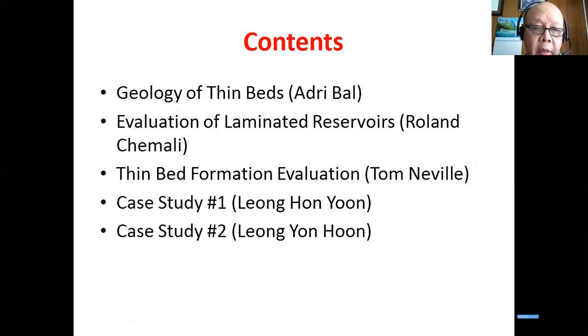The first three topics have actually been presented at the FESM, Formation Evaluation Society of Malaysia, on thin bed evaluations a couple of years ago. I've already gotten permission from the relevant authors to use their material. I don't claim that they are mine, so I'm keeping the presentation slides as they are from them, with the reference saying that it's taken from them.